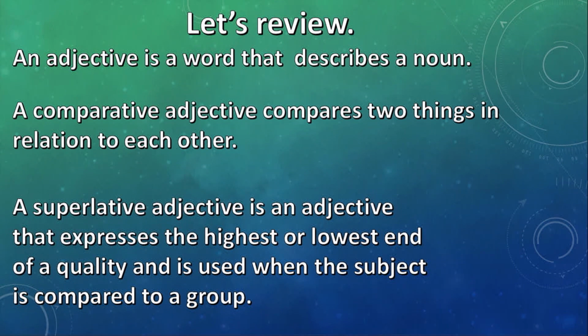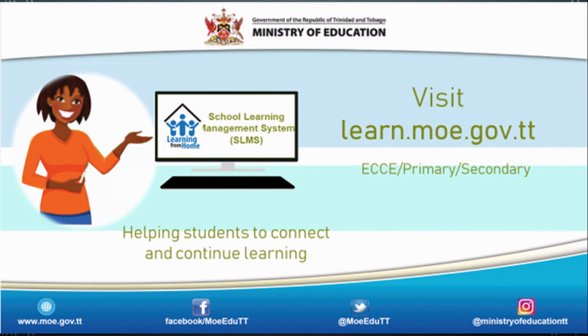A superlative adjective is an adjective that expresses the highest or lowest end of a quality and is used when the subject is compared to a group. So a group being 3 or more people there, you can use the superlative form of any given adjective. So hopefully you all learned something, you all went through a review and you all had a good time.